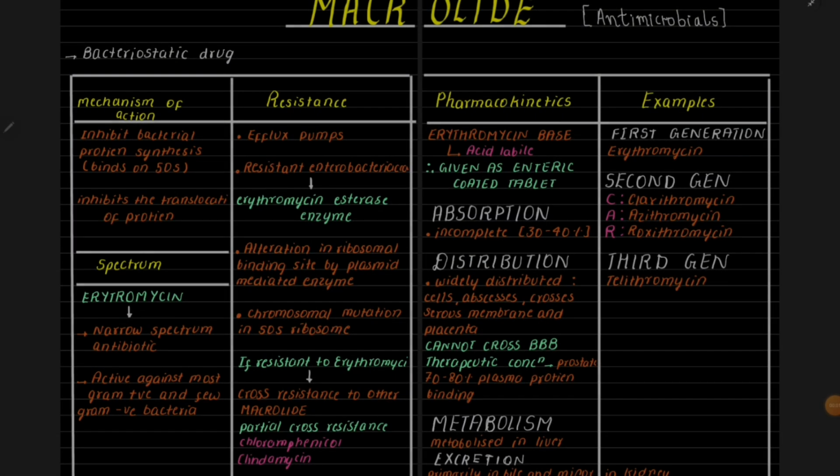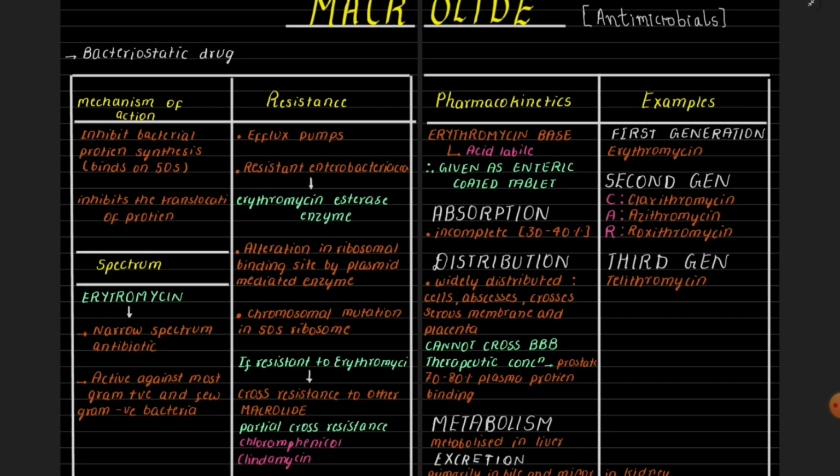Today we are going to learn about macrolides. They are a group of antibiotics that come under antimicrobials. These are bacteriostatic in nature, which means that they only suspend the growth of the bacteria.